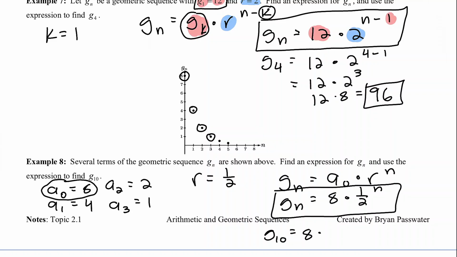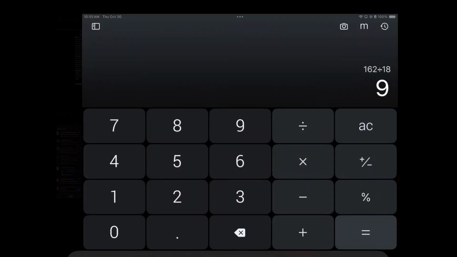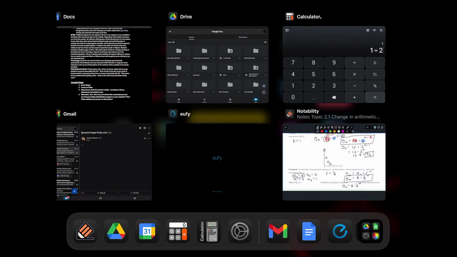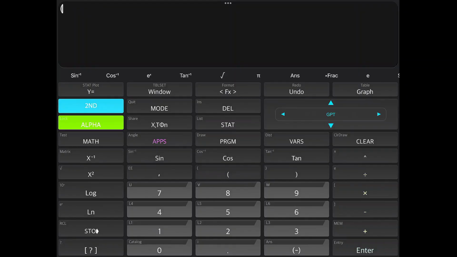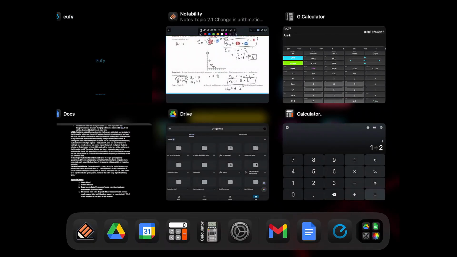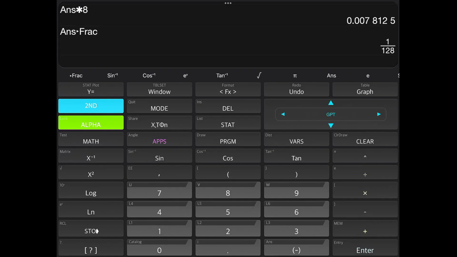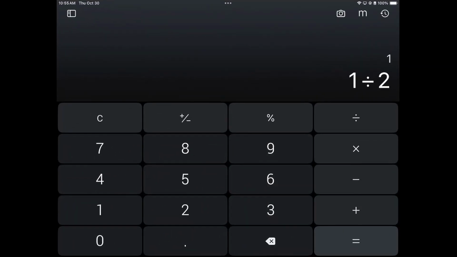So 1/2 to the power of 10. I don't know what that is. Now let me do it in this calculator. It's probably better if I do it in this calculator. 1/2 to the power of 10 gets me that gross number, times, what was it? 8. 0.0078125. If I change that to a fraction, it becomes 1 over 128. I'd probably rather write that.